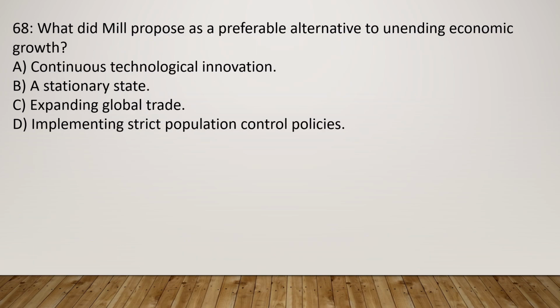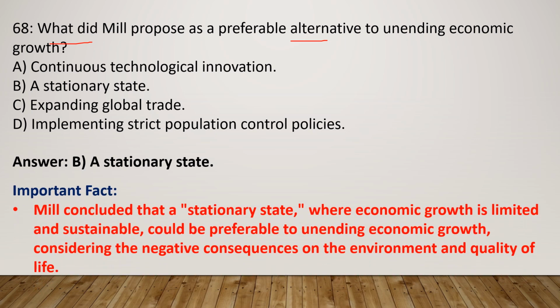What did Mill propose as a preferable alternative to unending economic growth? A stationary state. Mill concluded that a stationary state where economic growth is limited and sustainable could be preferable to unending economic growth, considering the negative consequences on the environment and quality of life.